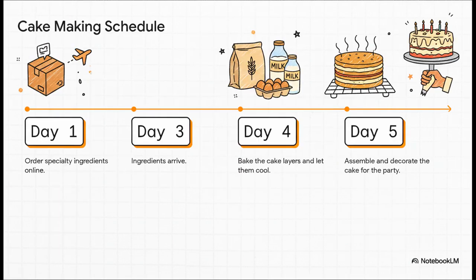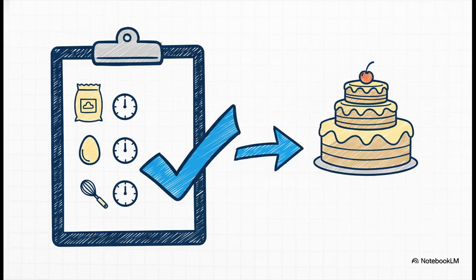Look here. On day one, we order the things that take a little while to ship. By day 3, they're here. Day 4 is for baking the layers, because they need a whole day to cool down properly before you can even think about frosting them. And then day 5, the day of the party, is for the fun part, final assembly and decoration. See? Every single step has its own specific time. And this whole master plan, this timeline that makes sure you have exactly what you need, exactly when you need it, that is scheduling. It's the logic that turns a simple list of stuff into a successful project.